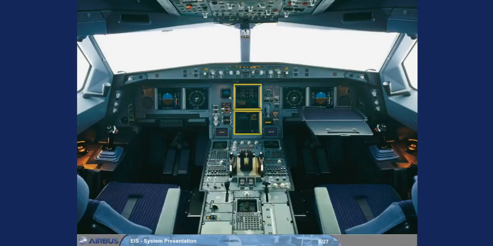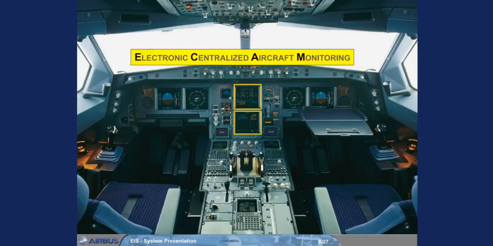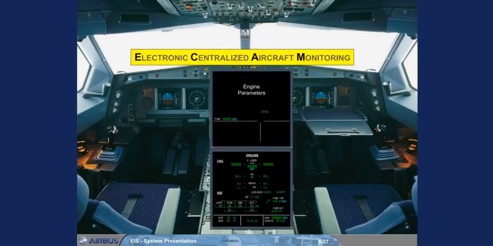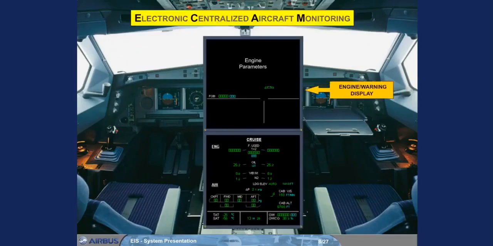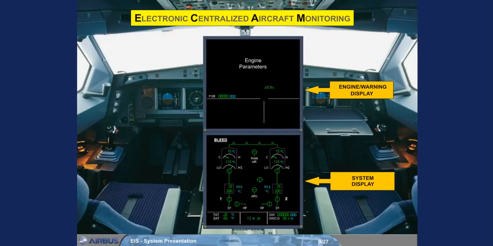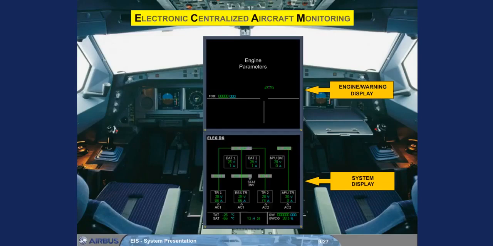The 2 displays in the center are dedicated to the Electronic Centralized Aircraft Monitoring System, ECAM. At this stage we will simply introduce the ECAM displays and the related controls. The upper display is called the Engine Warning Display, EWD. The lower ECAM display is called the System Display, SD. Various aircraft system parameters can be viewed on these screens. As an example, you can see a sequence of all SD pages, one after the other.